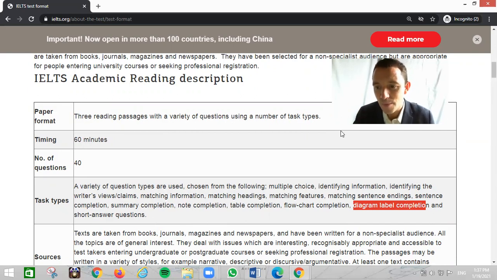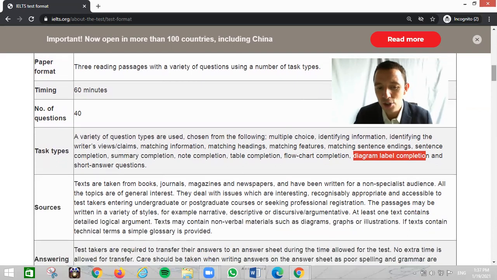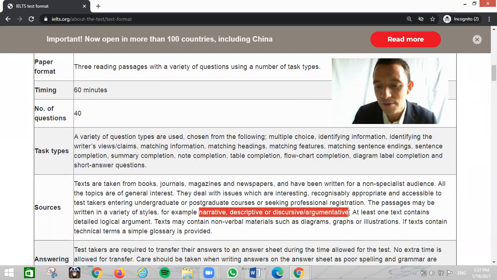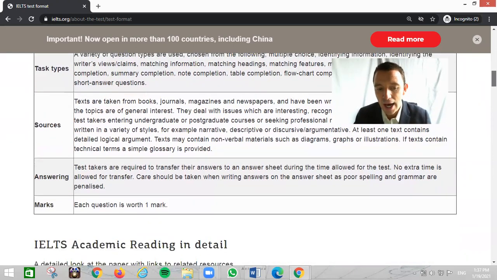Okay? So we continue to the sources, as we said, books, journals, magazines, newspapers, and different styles, a variety of styles, for example, narrative, descriptive, or discursive, or argumentative. Okay? So let's continue. And each question is worth 1 mark.